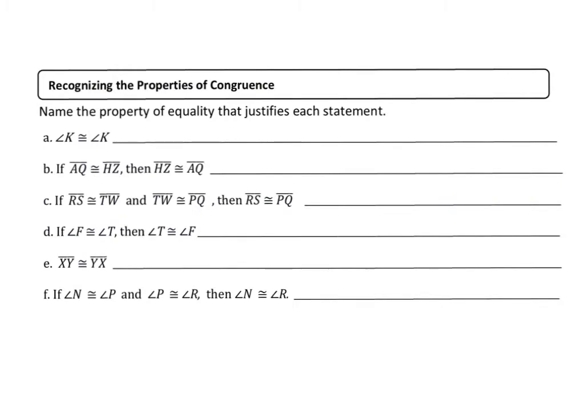Let's do some practice with the properties of congruence. So if angle K is congruent to angle K, what property does that illustrate? It would be the reflexive property of congruence. So if you'd like, you can abbreviate properties of congruence by POC, or you can just say property and put the congruent symbol afterwards. It's up to you.